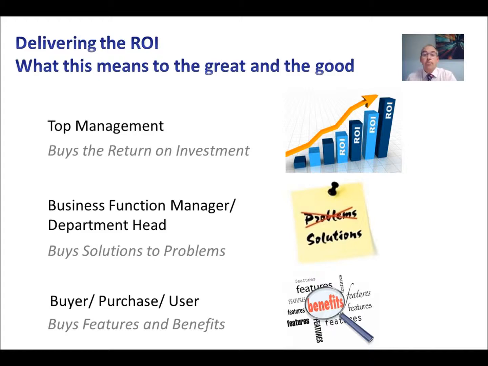So at the top, we have senior managers are buying the cost reduction. Our middle managers are buying the reduction in non-conformance and resolution of problems around doing day-to-day business. And our individual users are buying the features and benefits of the system that means they can move on to do work which is more interesting.